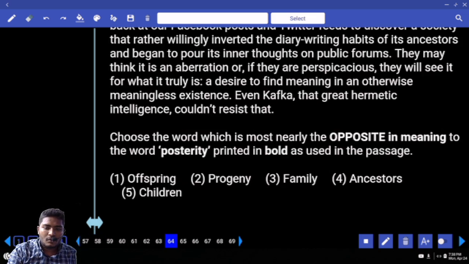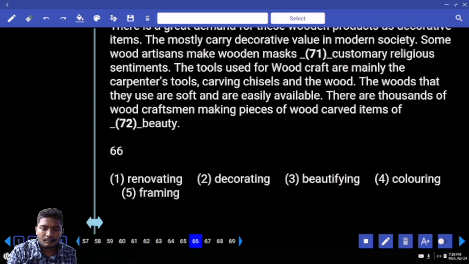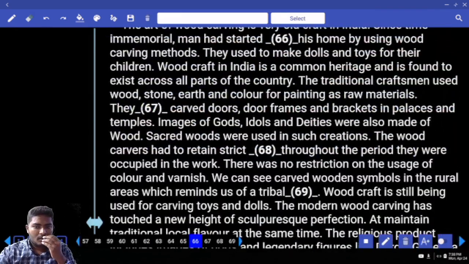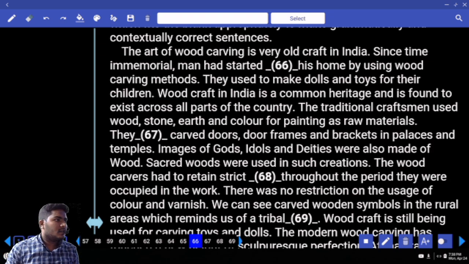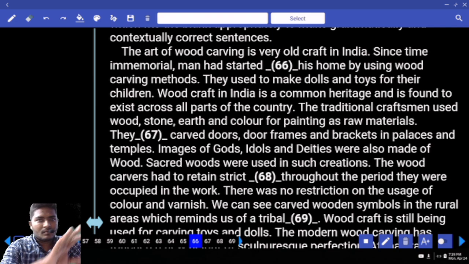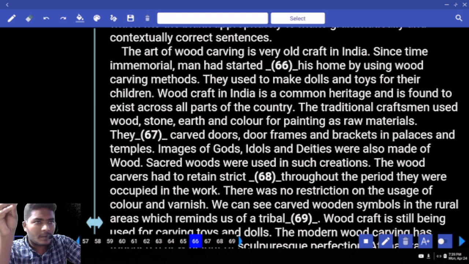Let us move to the next section. What is the next section? Cloze test. How is the cloze test? Sir, it is good. But how did you do it? That is my question. First of all, tell me what the cloze test is about.